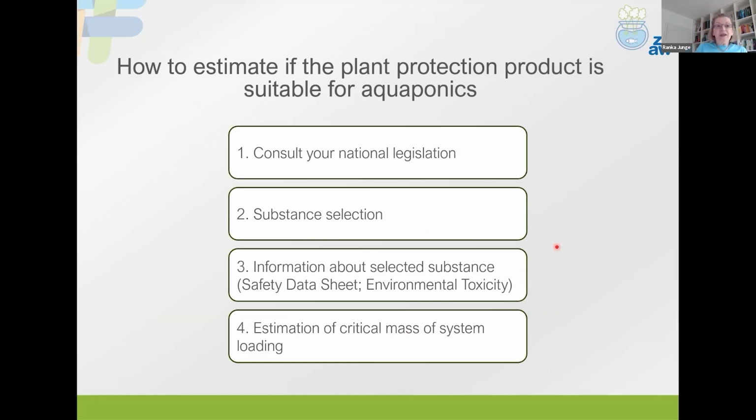So, how to estimate if the plant protection product is suitable for aquaponics? First step is you consult your national legislation. Then you select the substance, whichever you would like to use. You gather the information about the selected substance. It is a part of the safety data sheet, which the company has to provide for every substance that they are selling. And then you look at the environmental toxicity of this part, and then you estimate the critical mass of system loading. So how much could you use in your system?